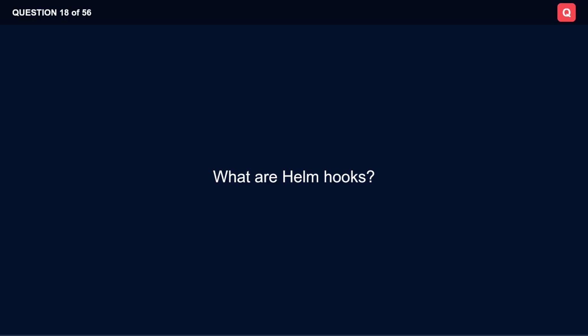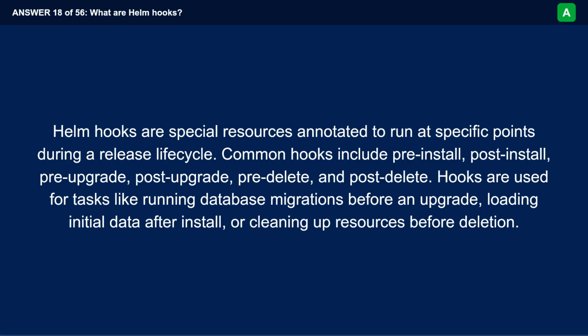What are Helm hooks? Helm hooks are special resources annotated to run at specific points during a release lifecycle. Common hooks include pre-install, post-install, pre-upgrade, post-upgrade, pre-delete, and post-delete. Hooks are used for tasks like running database migrations before an upgrade, loading initial data after install, or cleaning up resources before deletion.